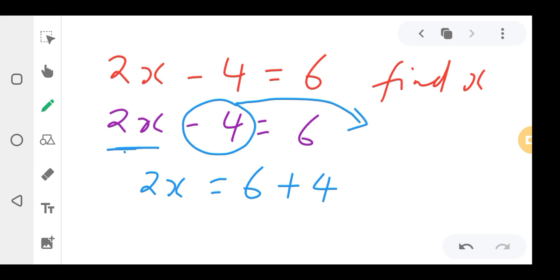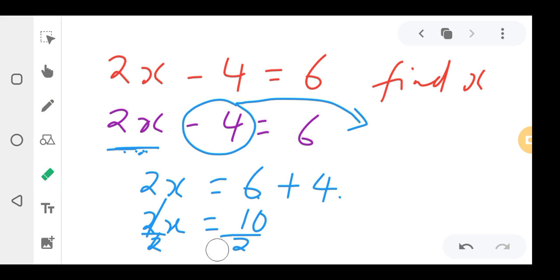The letters should never move. The ones with letters don't move. They are always on the left-hand side. So it will be 2x is equal to 6 plus 4, which is 10. You divide by 2, you divide by 2. So the answer is x is equal to 5, because 2 into 10 is 5.